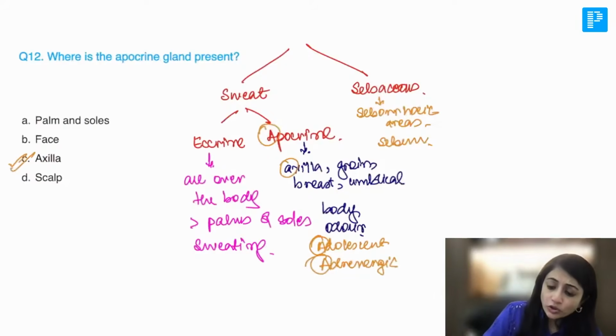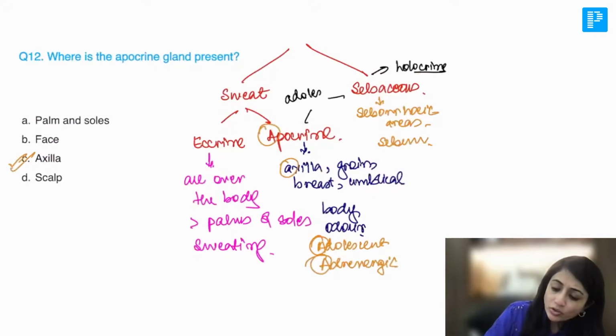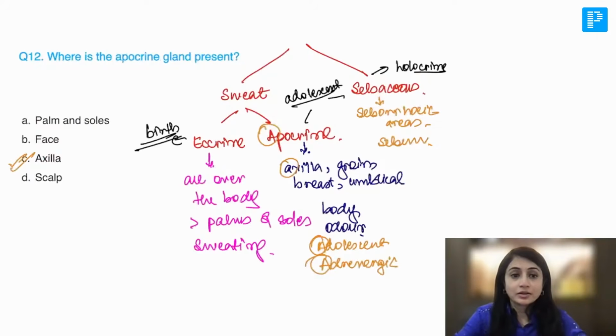You should also know that eccrine gland has eccrine secretion, apocrine has apocrine secretion, and sebaceous gland has holocrine secretion. Both apocrine and sebaceous gland become activated during adolescence, whereas eccrine gland is activated at birth only. Right? Here? Good. There is no confusion here, thankfully.